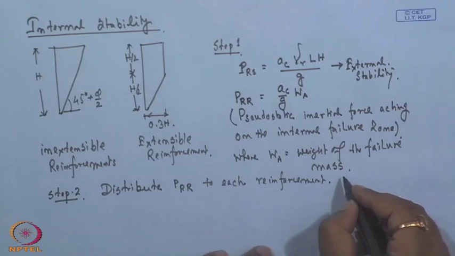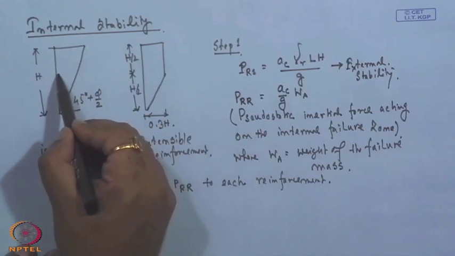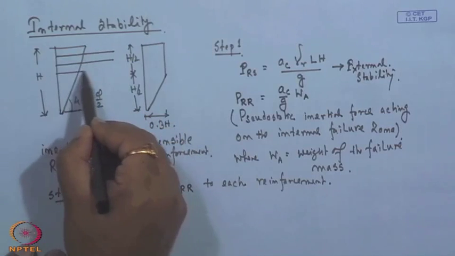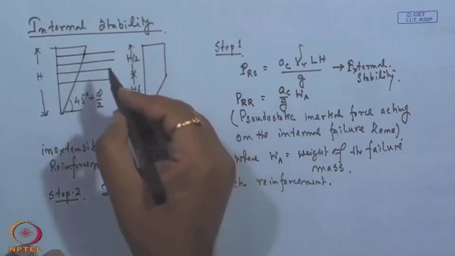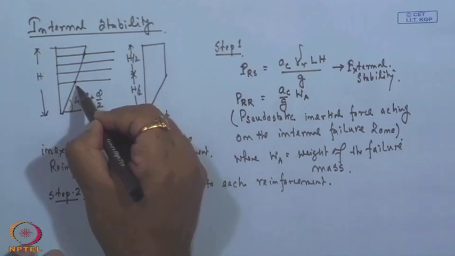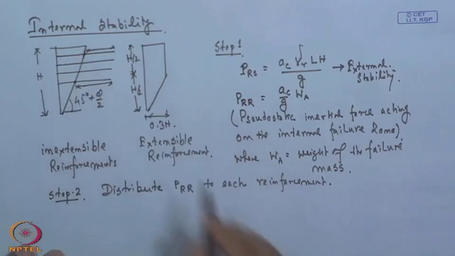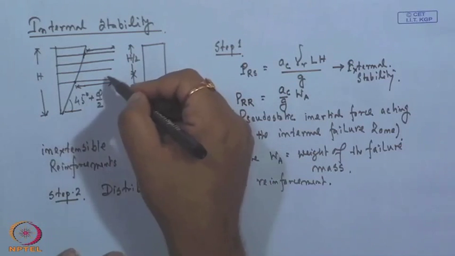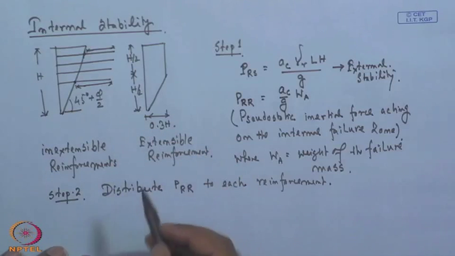And another condition, as I have mentioned: if this is the failure zone, we can provide reinforcement up to this. So, there is an anchorage length, and if it is varying, then it is not the same for all the reinforcement. Here the anchorage length that we have provided is more compared to the anchorage length provided here. So, depending upon the area, the anchorage length and the spacing, we can distribute this force to each reinforcement layer, because then the design will be more economical, since it can resist more force if the anchorage length is more. So, we distribute proportionately to the reinforcement.